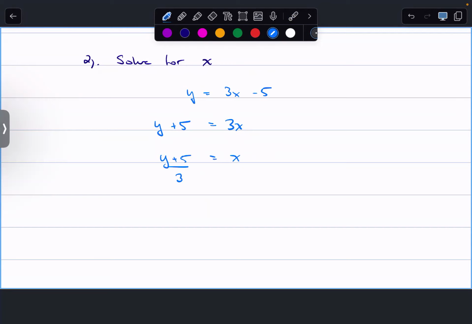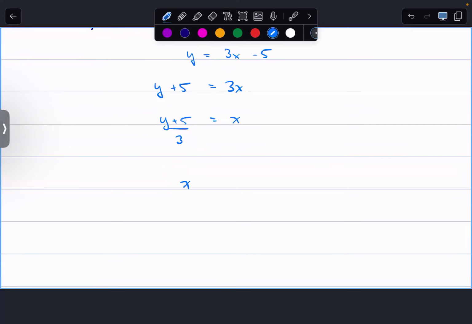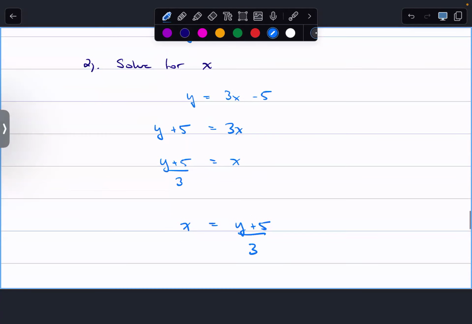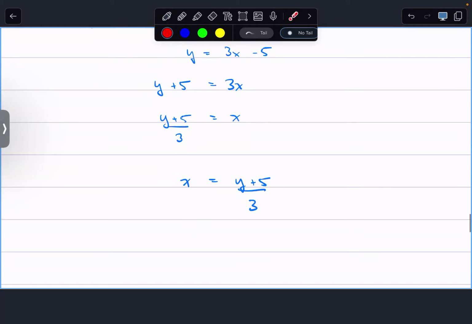Now remember, usually I would have written it as x equals y plus 5 over 3 immediately, but I wrote out this step just because it's been a while since we did algebra together. Because usually what I want to have is whatever I'm solving for on the left and everything else on the right. Okay, so now I can give it some y and it'll generate some value x, which is what I want. This is the inverse function, okay?